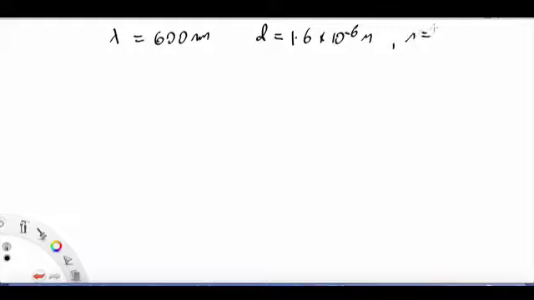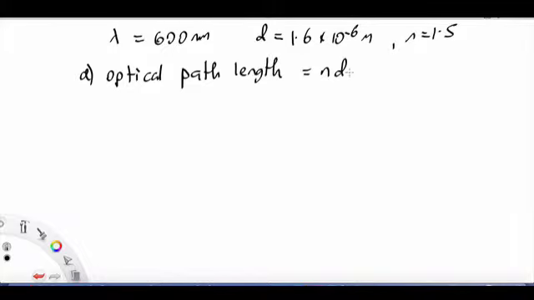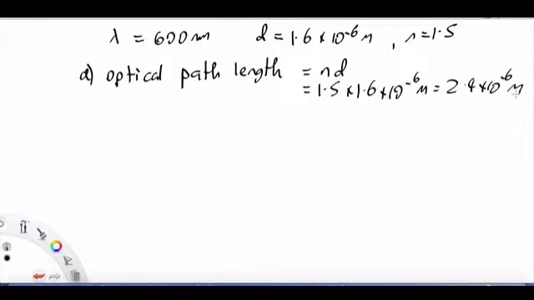Now in this case we want the optical path length. So we have wavelength is 600 nanometers, d is 1.6 by 10 to the minus 6 meters, and we have a refractive index of 1.5. So optical path length equals n times the actual physical distance, which is 1.5 times 1.6 by 10 to the minus 6 meters, which is 2.4 by 10 to the minus 6 meters.